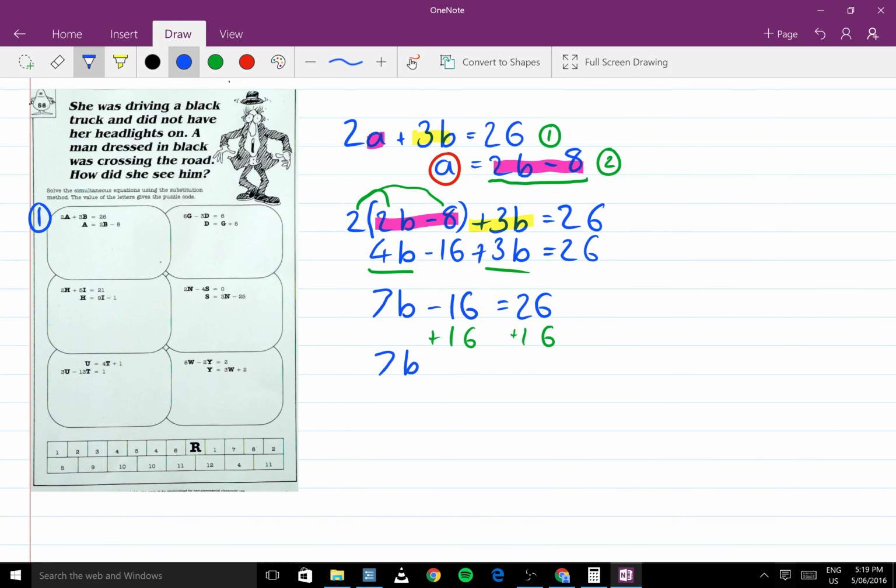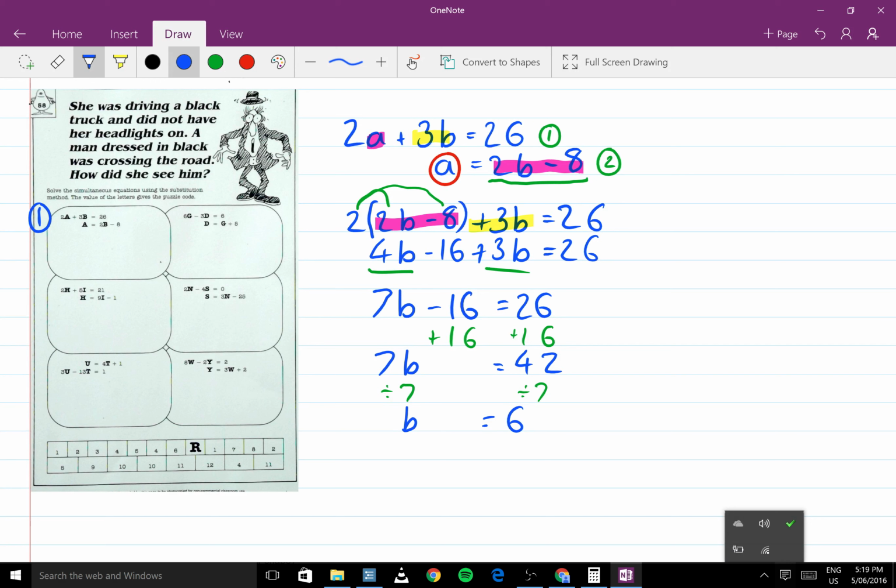7b equals, now 16 plus 26 gives me 12 plus 30, 42. So 7b equals 42. 7 lots of something equal 42. So to work that out, I just divide by 7, divide by 7, and I get b equals 6. Okay, now I've worked out what b is, but I've also got to work out what a is.